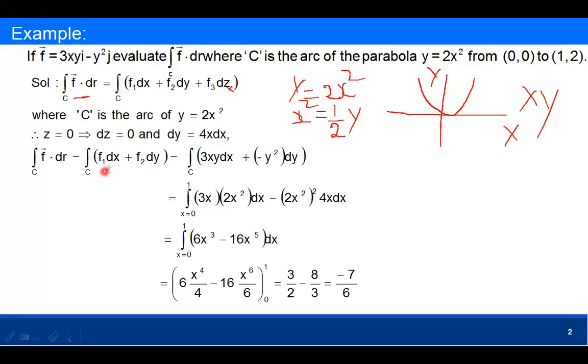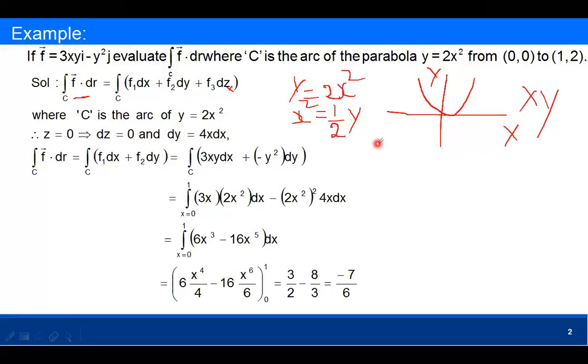Generally in case of a single integral, we have to calculate integral f1 dx plus f2 dy plus f3 dz. We convert all the terms, either x terms or y terms or z terms, into a single variable: either in terms of x, or in terms of y, or in terms of z, or in terms of some parameter t. So now we have to substitute this.